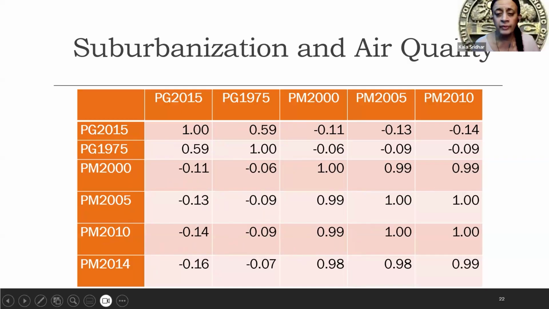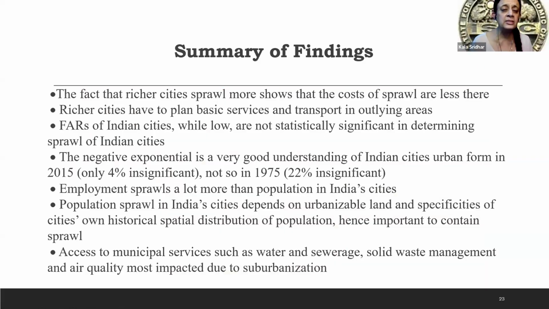And these are my last couple of slides. The fact that richer cities sprawl more shows that the costs of sprawl there are less, but nonetheless, richer cities have to plan basic services, municipal services like water supply, sewerage, solid waste management much better in the periphery. And the FARs, the land use regulations of Indian cities, are not statistically significant in determining the sprawl.